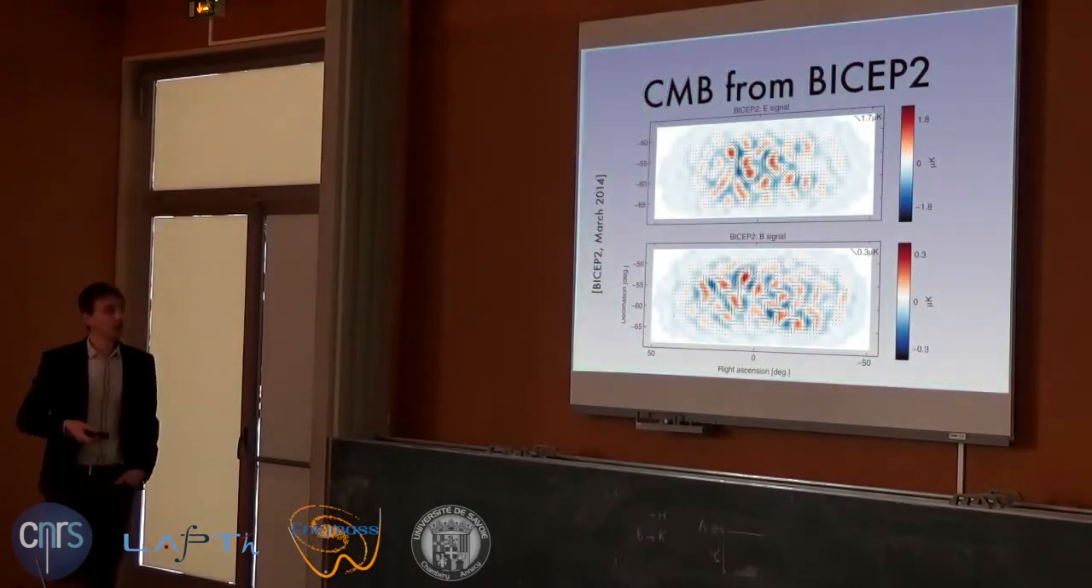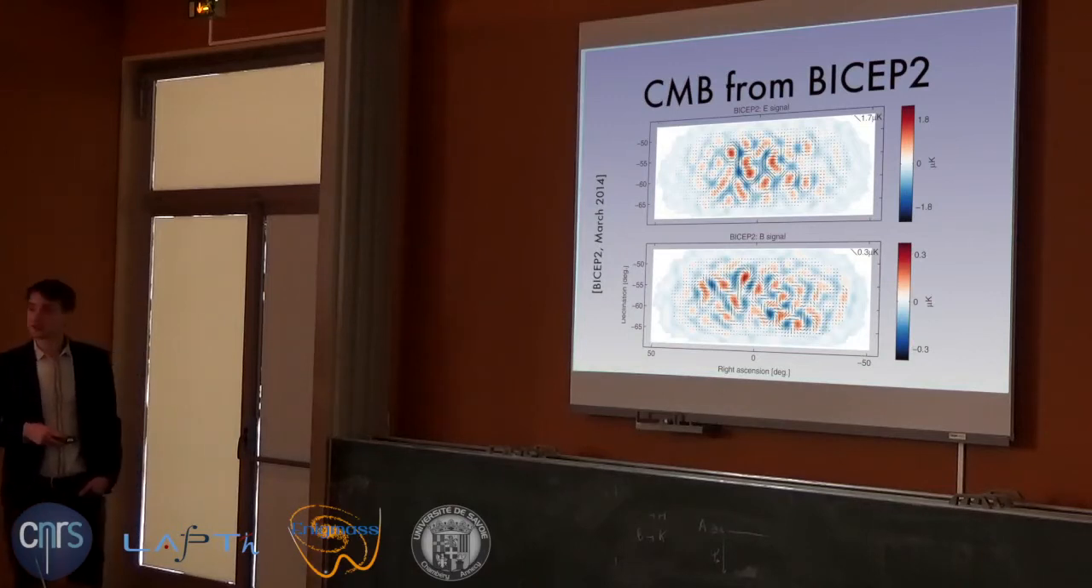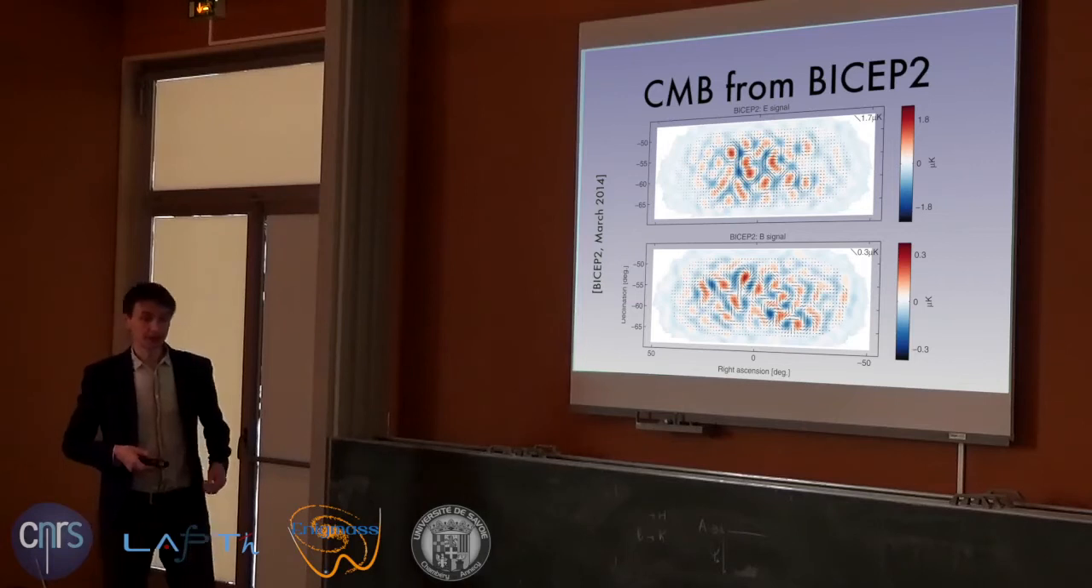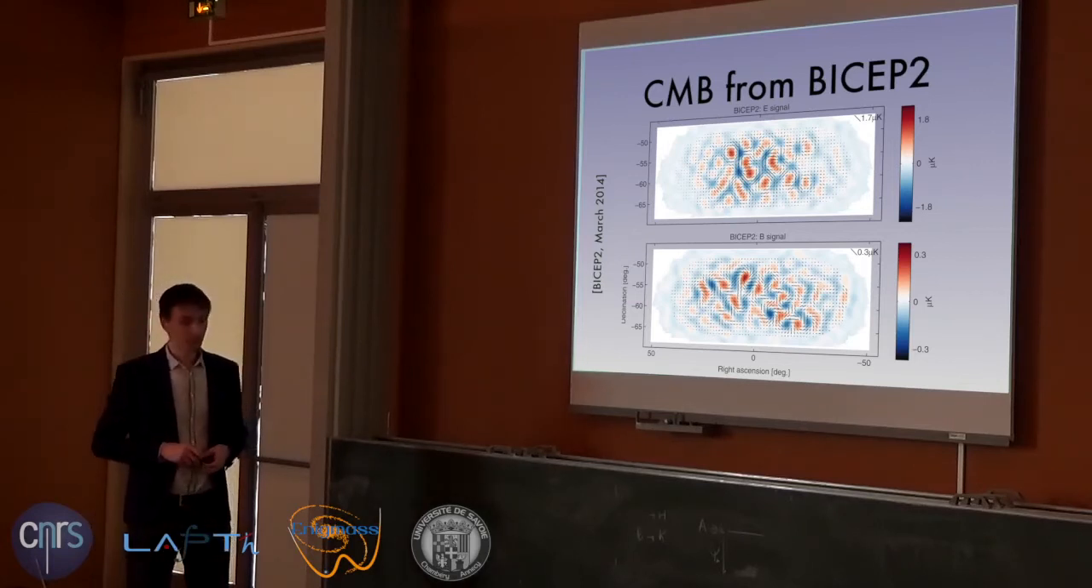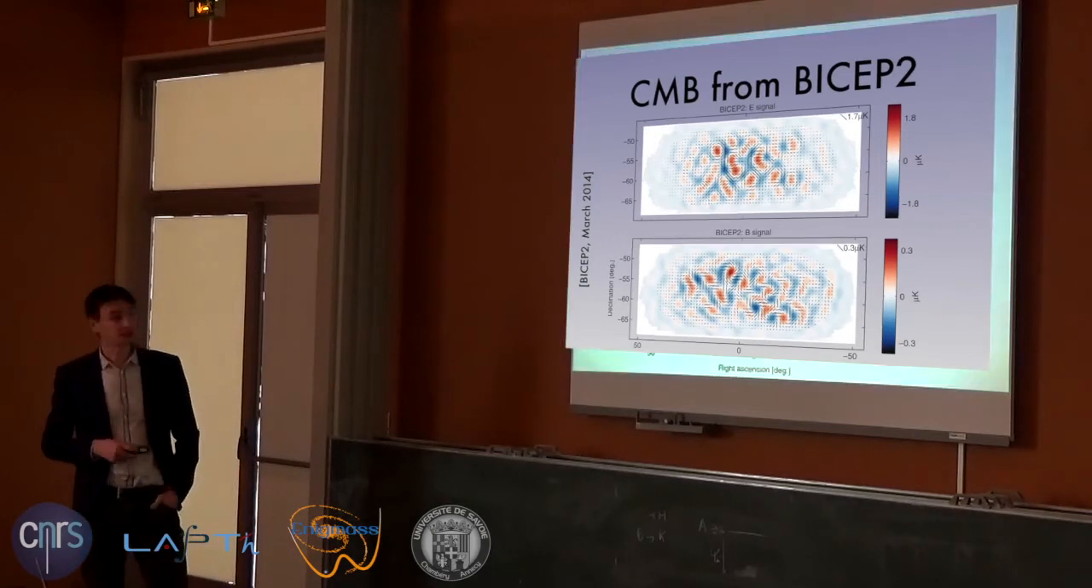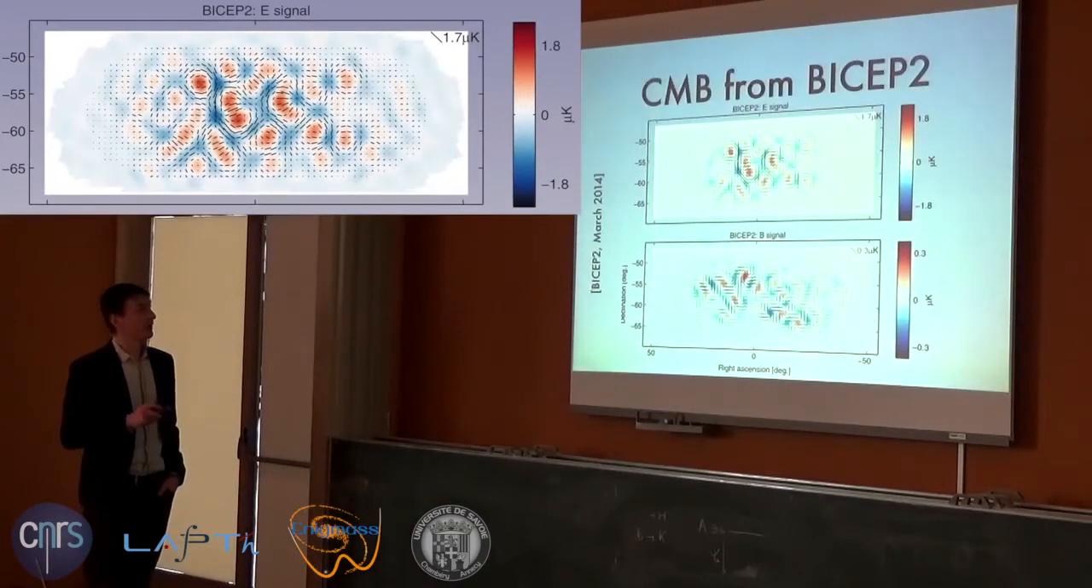So, if you work very hard and you measure the B-mode polarization signal, you need to take into account that this can come from CMB lensing. And that's actually been detected, and I will explain now by whom and why.